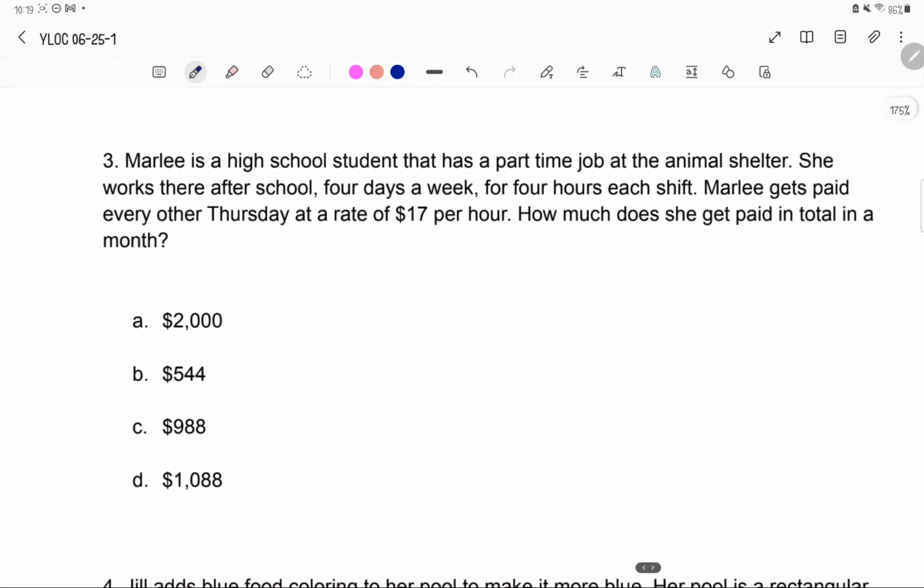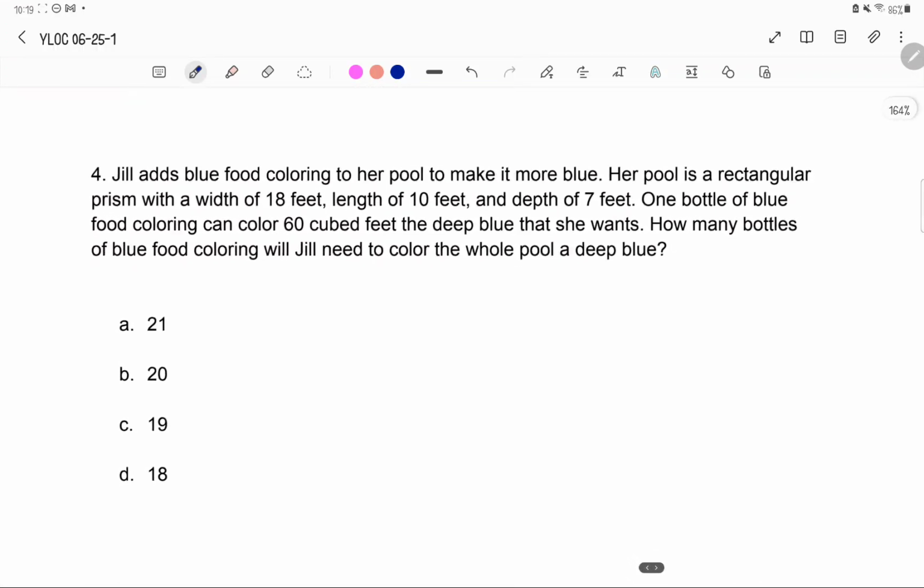And number 4. Okay. Jill adds blue food coloring to her pool to make it more blue. Her pool is a rectangular prism with width 18 feet, length 10 feet, and depth 7 feet. 1 bottle of blue food coloring can color 60 cubic feet the deep blue that she wants. How many bottles of blue food coloring will Jill need to color the whole pool a deep blue?